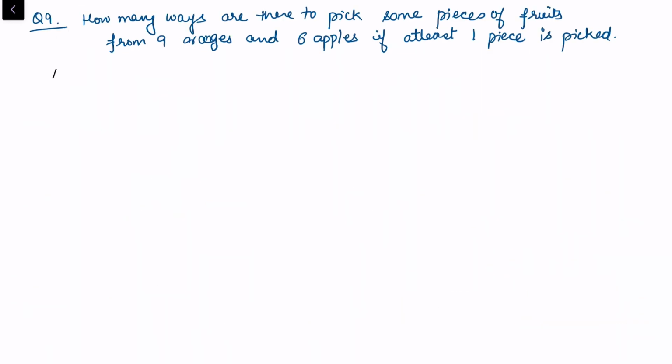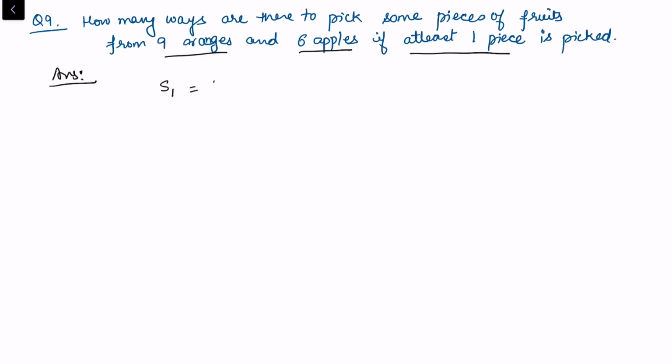So in question number 9, it has asked how many ways are there to pick some piece of fruit from 9 oranges and 6 apples if at least one piece is picked. So the question is on at least, that means we can pick more number of pieces. So for this we'll write this into 2 sets, and here I'm considering 0, 1, 2 up till 9. So there are 9 oranges. So 0 is assigned if no orange is picked, and maximum 9 oranges are available.